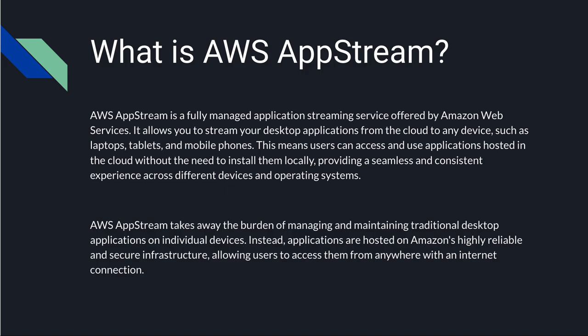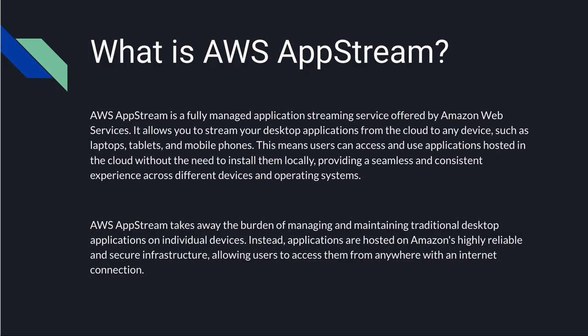If you look at AppStream, it's basically a fully managed application streaming service provided by Amazon Web Services, which allows you to stream desktop applications directly from your cloud, and your users can access the service through any device such as laptops, tablets, mobile phones. This means that for the applications hosted on your cloud, you don't need to install them locally on your machine. Instead, your users can seamlessly access these services with a consistent experience across different devices and operating systems. They don't need to install specifically for Linux or Windows and something like this, right? Because these are directly getting streamed into their browser itself.